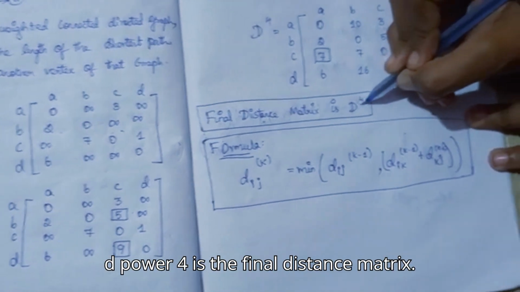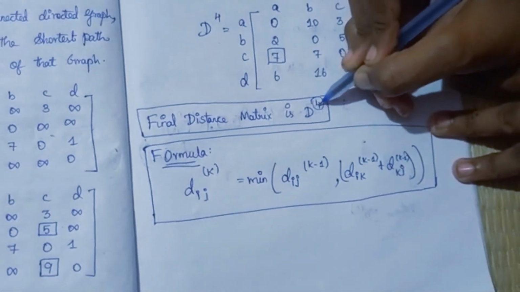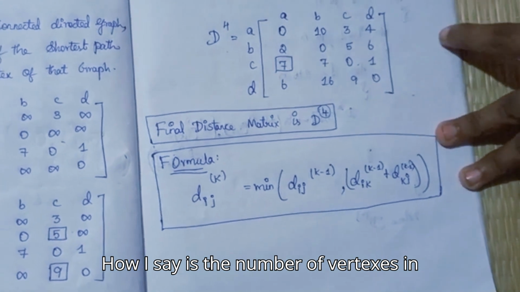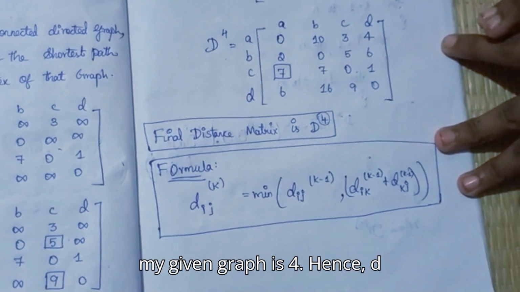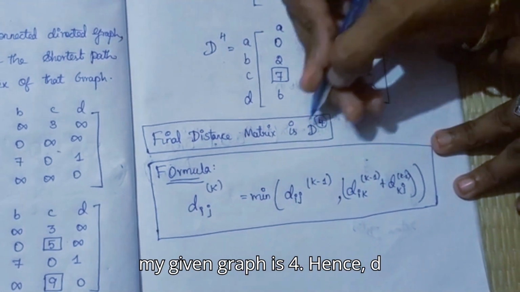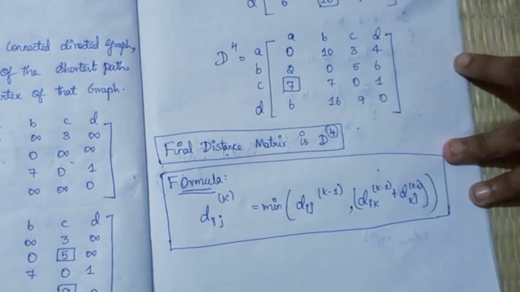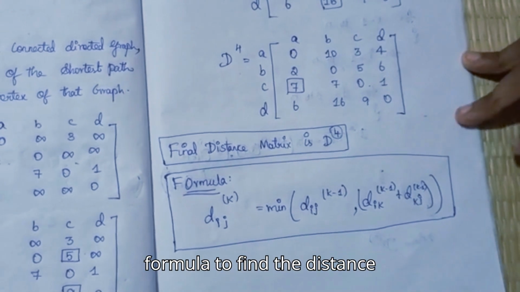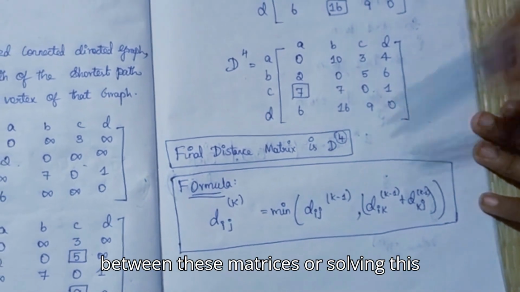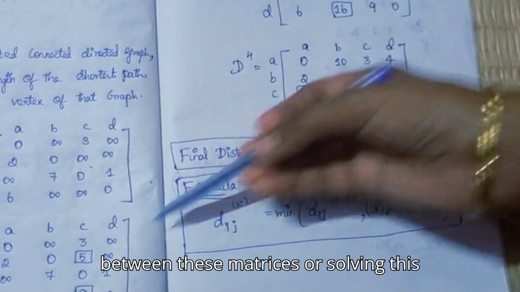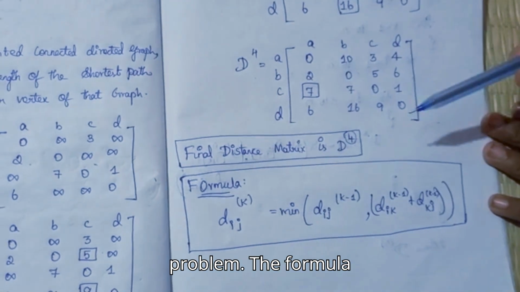The final distance matrix is D4. D power 4 is the final distance matrix because the number of vertices in my given graph is 4. Hence, D power 4 is the final distance matrix. I used a formula to find the distances in these matrices, for solving this problem.